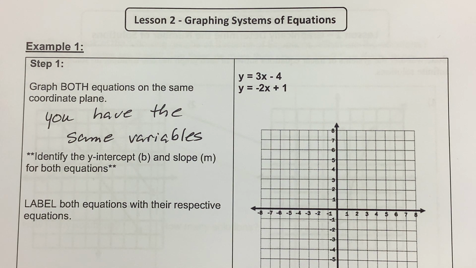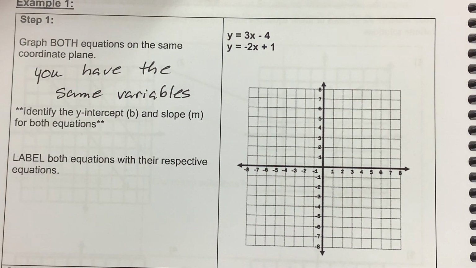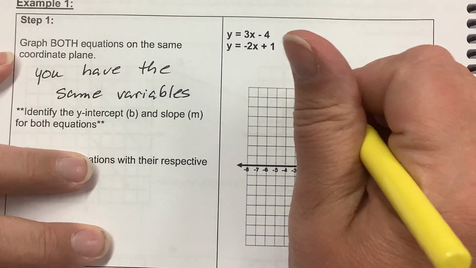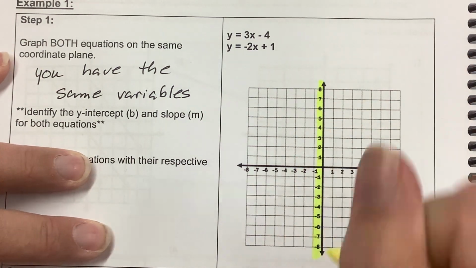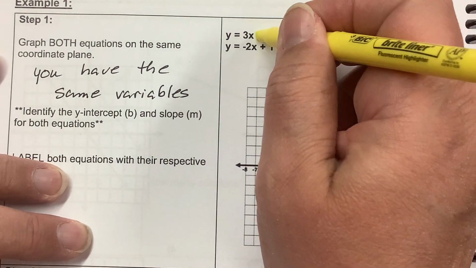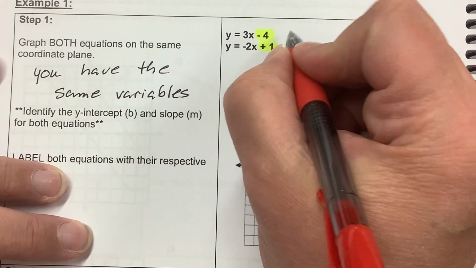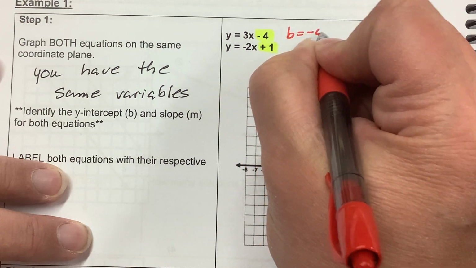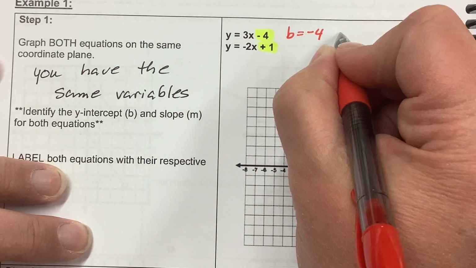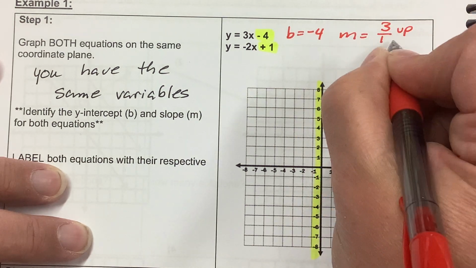Okay, so I'm gonna graph this in two different colors to make it a little easier to see. But first, let me get a highlighter, because I like to highlight the y so I know where to start. I start on that highlighted y, and I start at the back with the b. For the top one, b is -4. And to get more points, I use the m, which is 3/1. So I'm going to go up 3, 1 to the right.